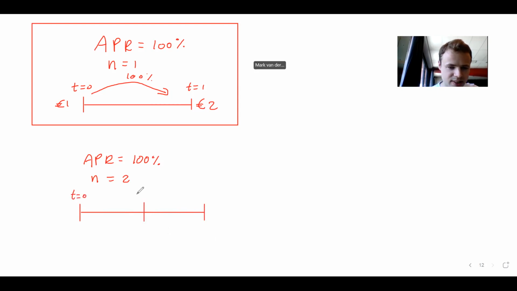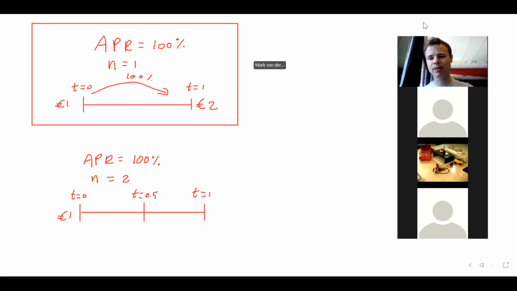So let me show you. T0, a half, T is 1. And I again start with €1. The idea here is that you now will not get 100% once, but you will get 50%, which is half of the 100%, twice. So you get 2 times 50% interest instead of 1 times 100%. And what you will see is that this is more favorable because now the interest can compound a bit more.